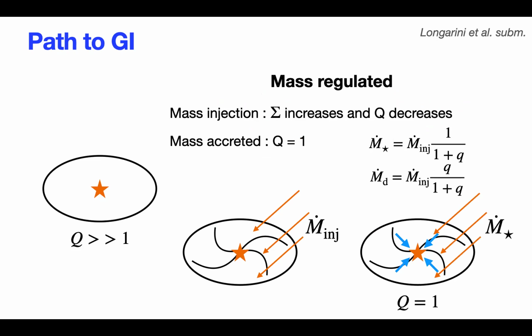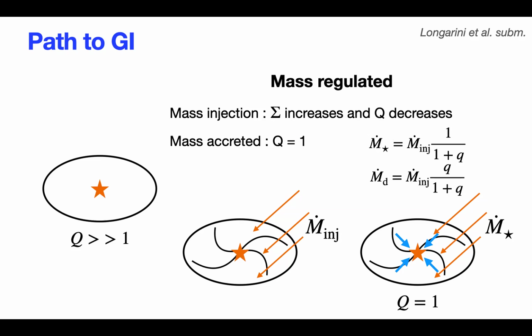And what happens in that case is that the spiral structure is transporting the mass. Part of the mass that is injected is then accreted by the central star, and we can reach a balance between the accreted mass and the mass we are injecting. And this is the equivalent of the self-regulated regime I was talking about before.